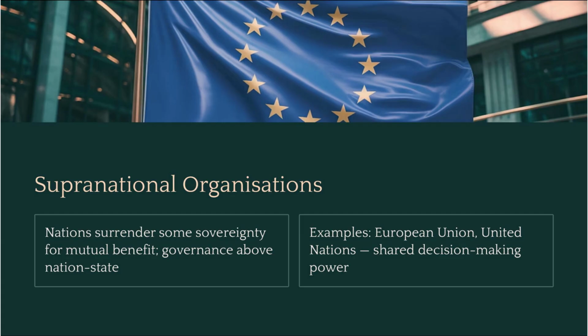Governments change. Transitional governments appear in countries moving between systems after war or revolution. These are fragile times, with a high risk of instability or reverting to dictatorship, as seen in Libya or Afghanistan. Conversely, we have supranational organizations like the EU or UN. Here, nations actually surrender some sovereignty for mutual benefit, creating governance that sits above the nation-state.